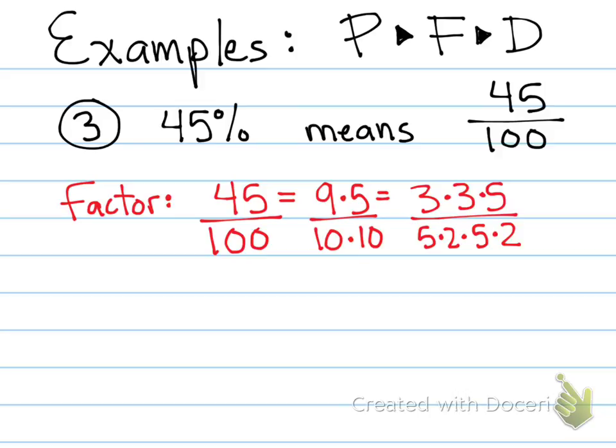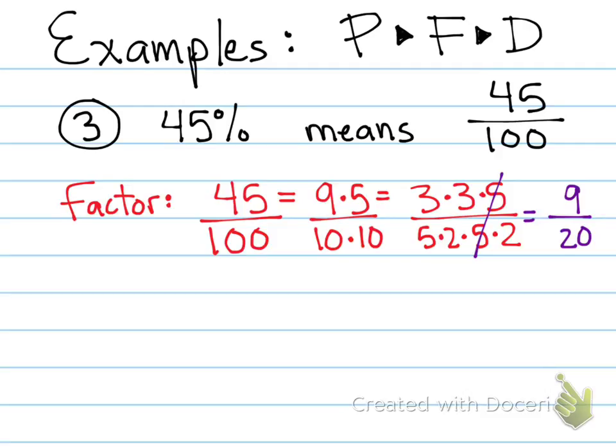Once we've broken down both the numerator, 45, and the denominator, 100, into its prime factors, we can cancel out any factors that are the same on top and bottom, and multiply the remaining factors back together to see our simplified fraction. 3 times 3 is 9, and 5 times 2 times 2 is 20.